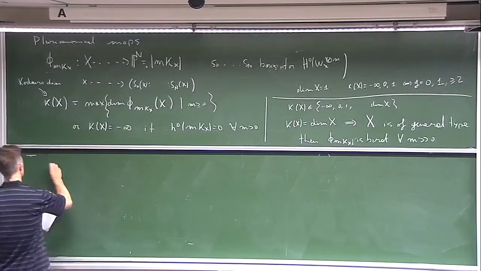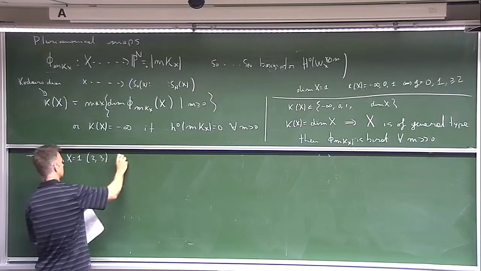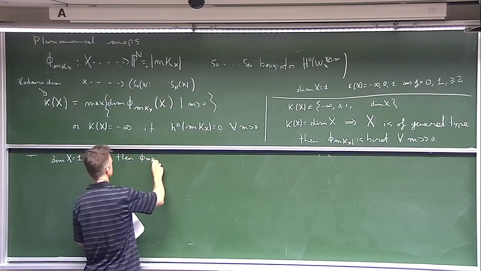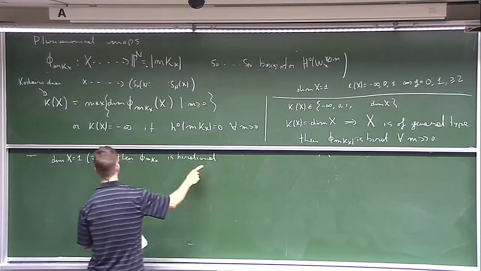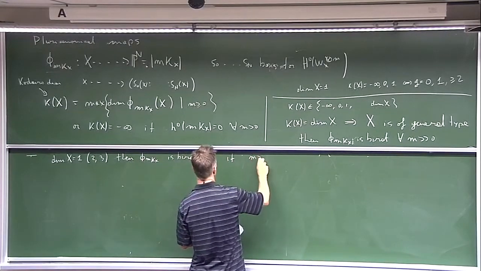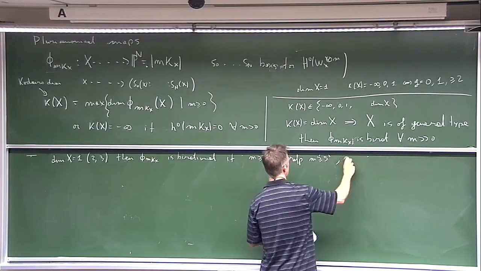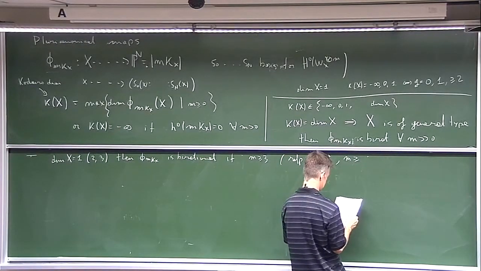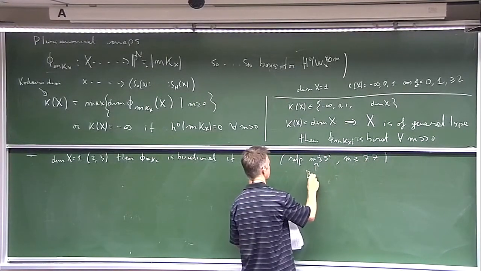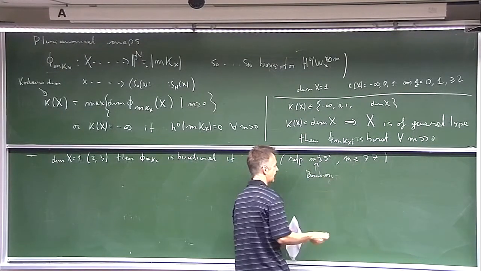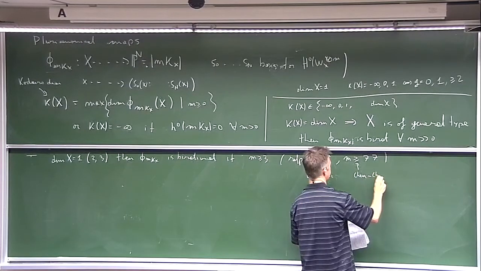Maybe I should mention that if the dimension of X is equal to 1, respectively 2 or 3, then, assuming we're in the case of general type, phi_{mK_X} is birational if m is greater or equal to 3, respectively m greater or equal to 5, and m greater or equal to, what is it, 77, if I remember correctly. So this result is in characteristic 0 due to Bombieri, and this result for threefolds is due to Junkai Chen and Meng Chen.